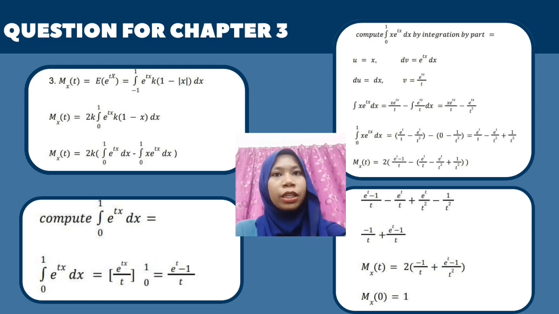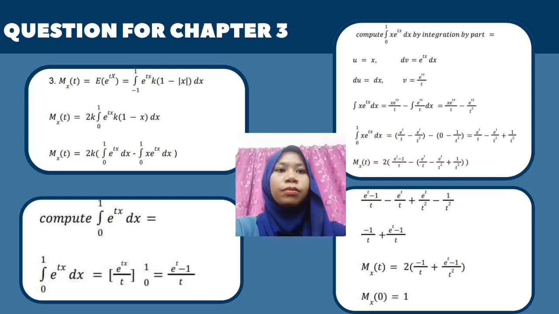The first part is the integral of e to the tx, and the second part is the integral of x times e to the tx. Splitting it like this makes the calculation easier. For the first integral, the result is straightforward. The integral of e to the tx from 0 to 1 gives us e to the t minus 1, divided by t.